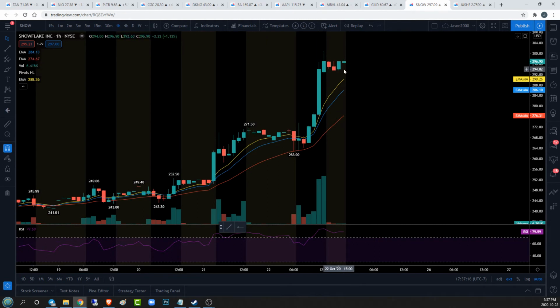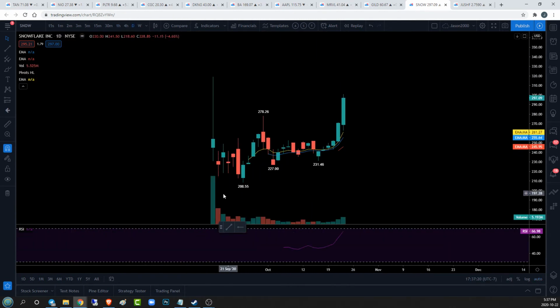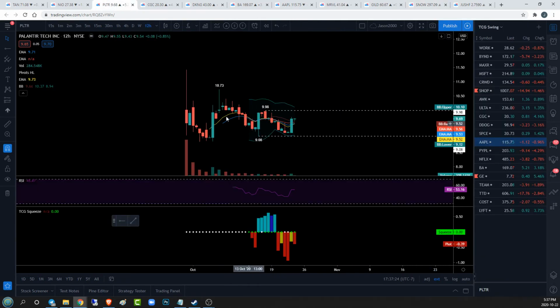SNOW, beautiful hourly setup for continuation. On the daily time frame, we see this tightening range, and this is not dissimilar to what we're seeing on PLTR over here on the 12-hour, a tightening range on the daily. So go study that chart for a little bit of information.